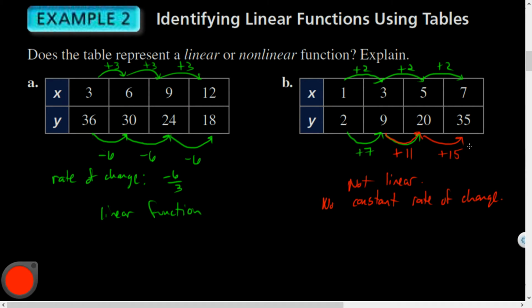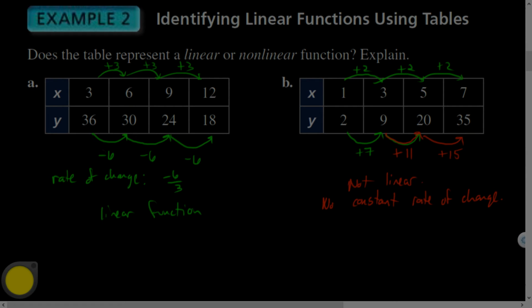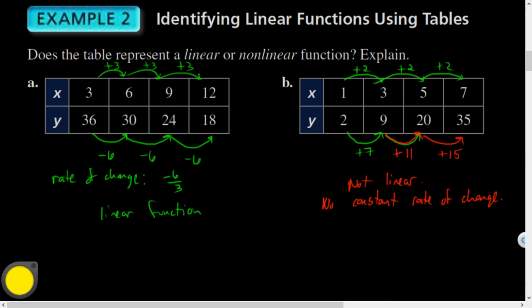Right, so it might have a pattern to it. I don't know what the pattern is myself. But yeah, it ain't linear. It's not going to be a line. And if I did want to plot all of those points, I would be able to figure out that they don't make a line on a graph.